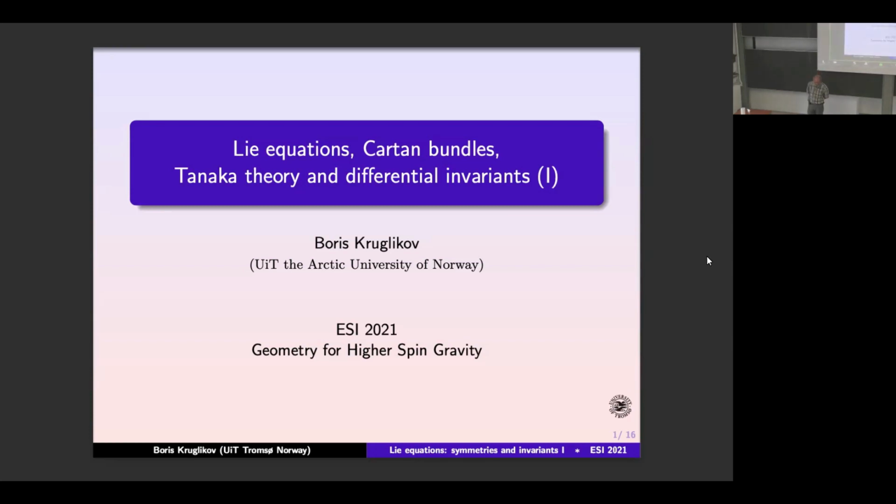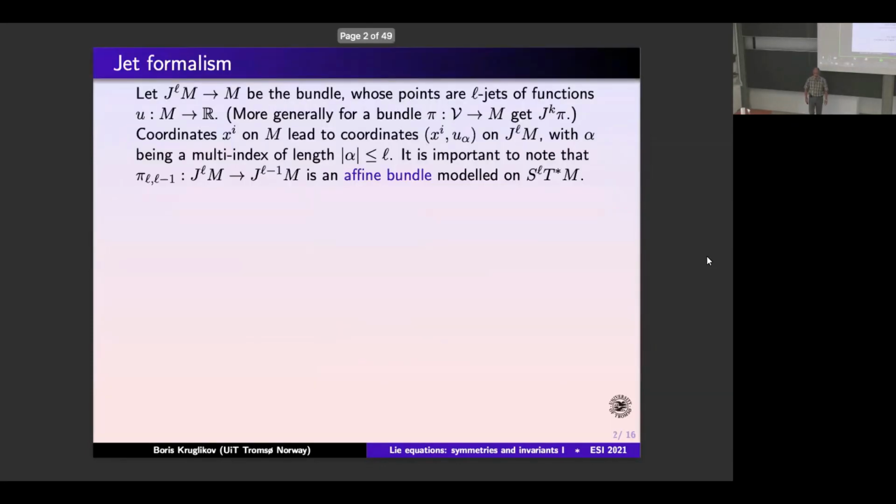And now there were several talks about jets, but to be self-consistent, I will briefly go through this. So J^L will be the jet bundle over M, and if it's just written like this, it's the space of jets of functions from U to M, but more generally, you can think about jets of sections of a bundle π, then you will have a bit more coordinates. So presently, I would like to do the exposition just for the simplest jet space, but it's easy to upgrade.